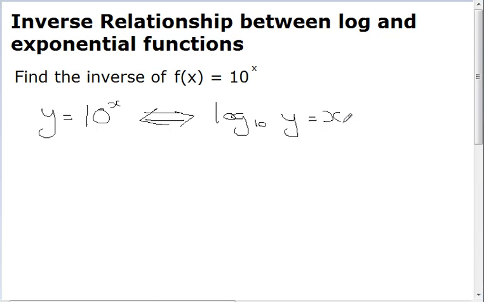So if I just flip these round and change back into function notation, I get f to the minus 1 of x equals log to the base 10 of x. And there's the inverse function.